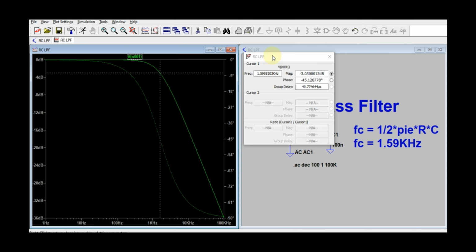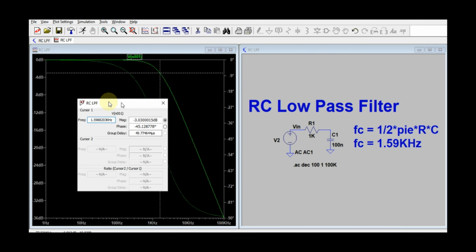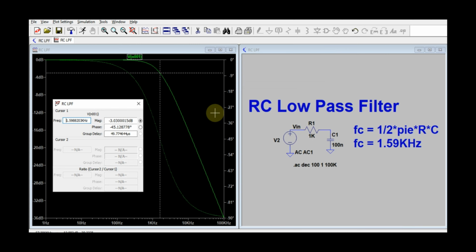So you can see at this frequency, this is the corner frequency you have already calculated for this circuit, right? Let me place it here. This is the corner frequency fc you have already calculated for an R1 value of 1k and a C1 value of 100 nF. So it is 1.59 kilohertz.